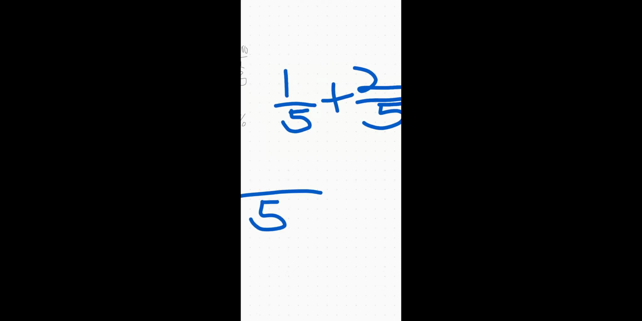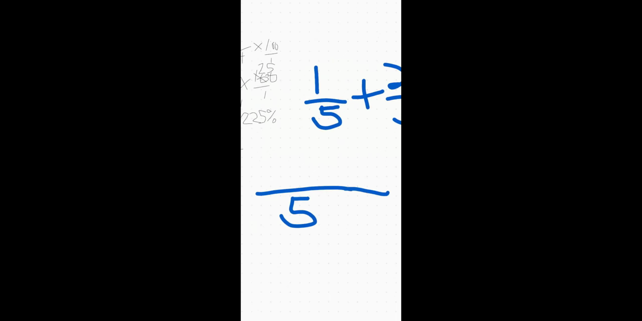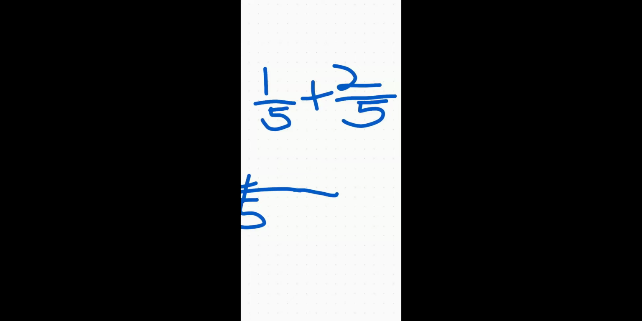Then 5 over 5 is 1. Then 1 times 1, which is 1, plus 5 over 5, which is 1. Then 1 times 2, which is 2. Then 1 plus 2 is 3. 3 over 5. Done.